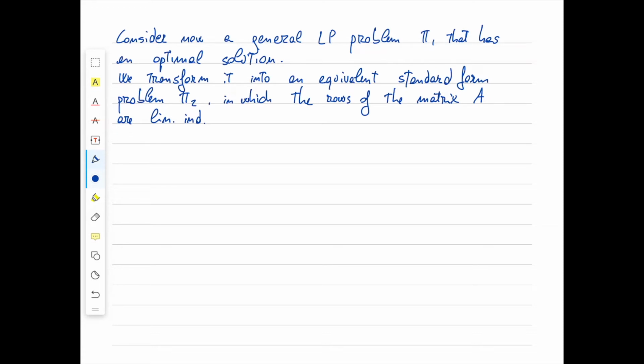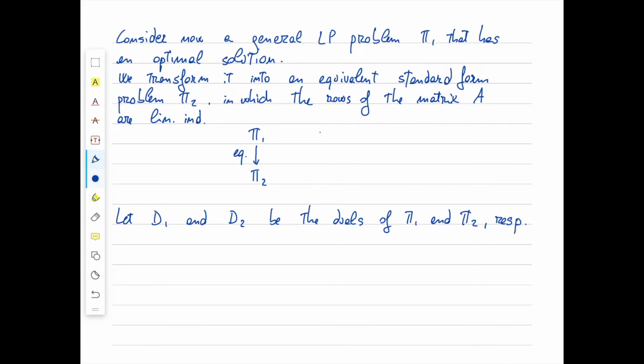So let me visualize our situation in a small picture. Let's say we have our original problem pi1 and our new problem pi2. We have obtained pi2 starting from pi1, and we know that these two problems are equivalent. Now let d1 and d2 be the duals of pi1 and of pi2, respectively. In our picture, we're going to have d1 here and d2 here.